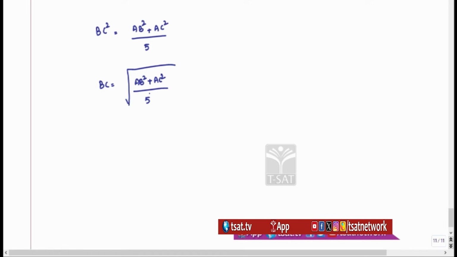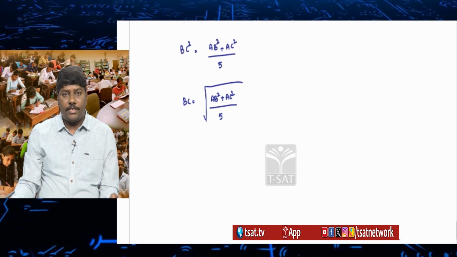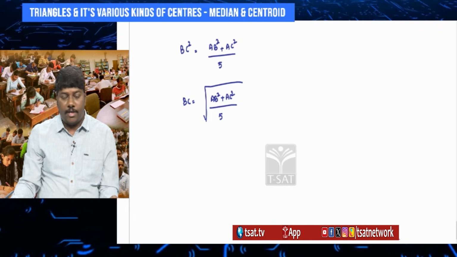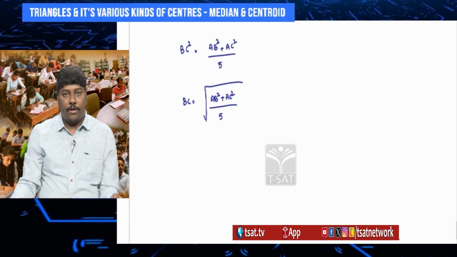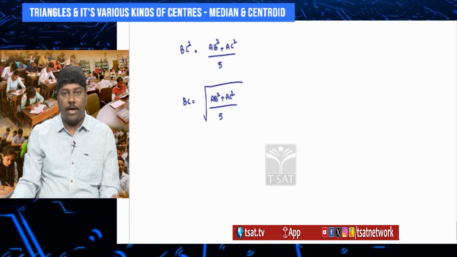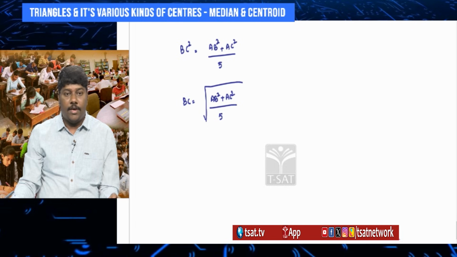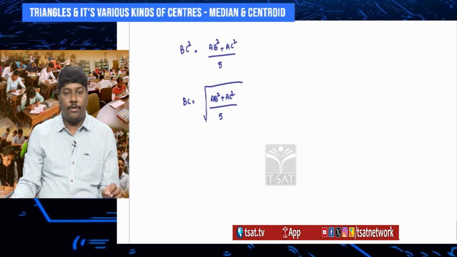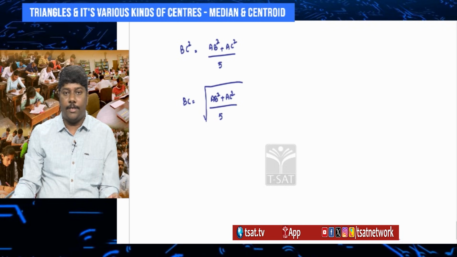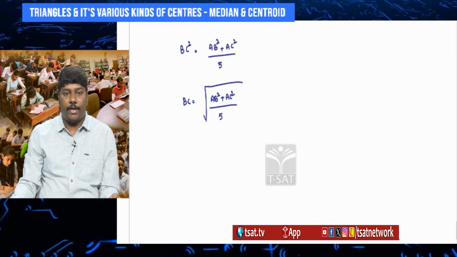So, when medians are perpendicular to each other, this derivation will be most helpful to you. When medians corresponding to two sides are given, remember, in order to find out the length of the third side, the length of the third side is equal to the square root of the sum of squares of the other two sides divided by 5. Here the other two sides, which correspond to the medians given, are AB and AC. So, BC is equal to the square root of (AB square plus AC square) by 5.